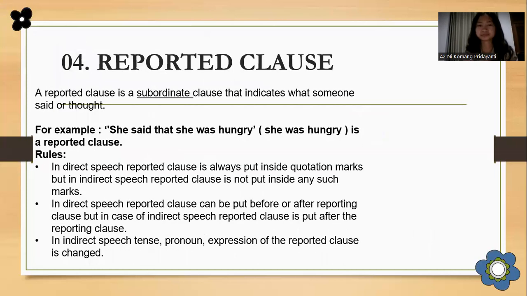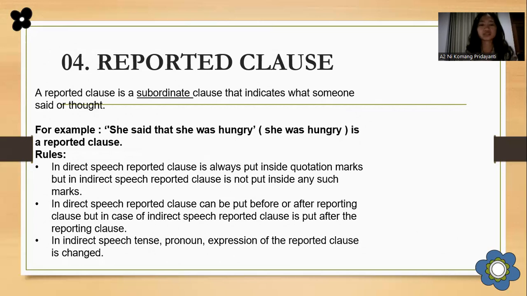And then next I will tell you about reported clause. A reported clause is a subordinate clause that indicates what someone said or told. For example, she said that she was hungry. She was hungry is a reported clause.